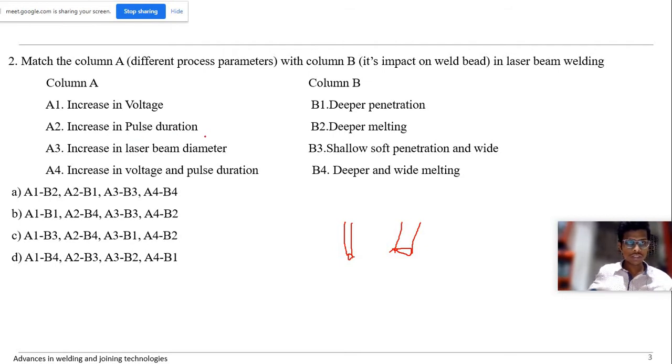Then increase in pulse duration gives deeper and wider melting. It's also discussed: with more time duration of the pulse, obviously more energy will be there, so deeper and wider welding will be there. So increase in voltage along with pulse duration, the combined effect of these two, will give deeper melting. So what would be the option? Yeah, 2B. 2B is the answer.